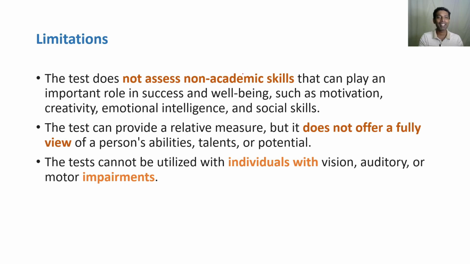Those who are criticizing it say that it doesn't assess the non-academic skills, which have a very important role in the success and well-being of a person. For example, motivation is not addressed here, creativity is not addressed here, emotional intelligence is not addressed here, and social skills are not addressed here. But I think, is that really a criticism? Because we are looking at intelligence, we are measuring intelligence. Should you really look into the other aspects which influence success and well-being?